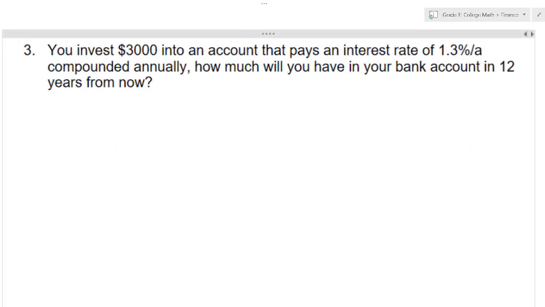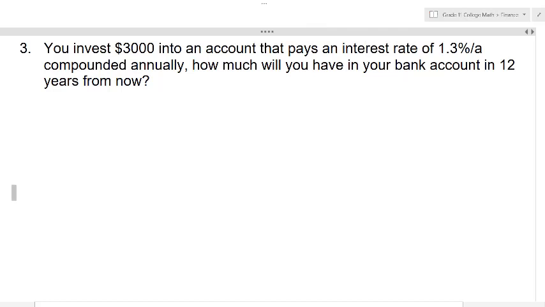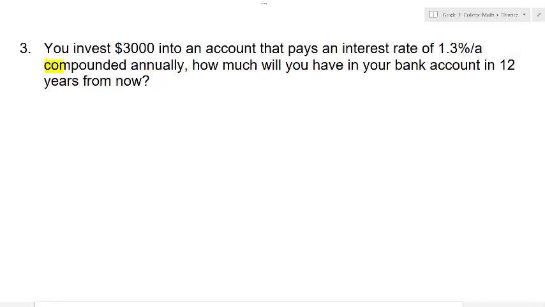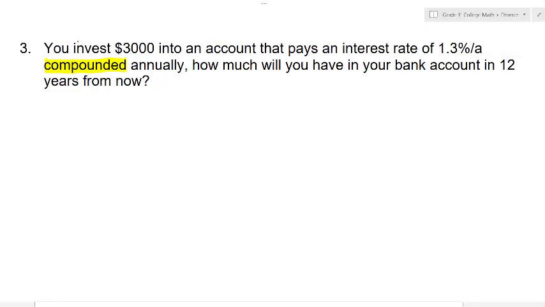You invest $3,000 into an account that pays an interest rate of 1.3% per year. So that's what this /A means. It means per year, compounded annually. So see, we notice that there's the word compounded here. As soon as you see the word compounded, that means you need to use the compound interest formula. Okay, how much will you have in your bank account in 12 years from now?